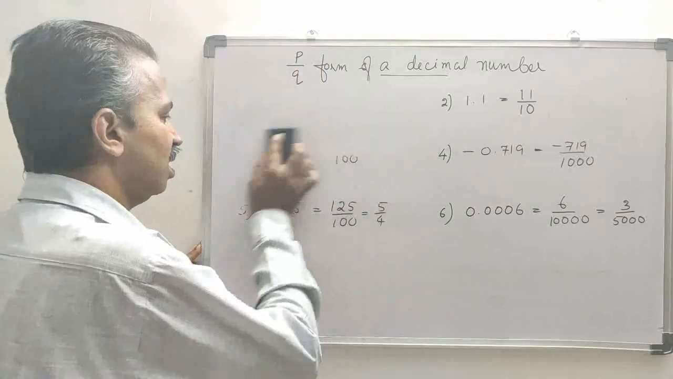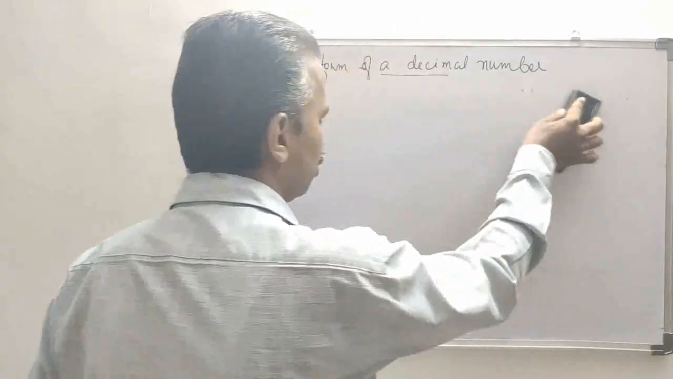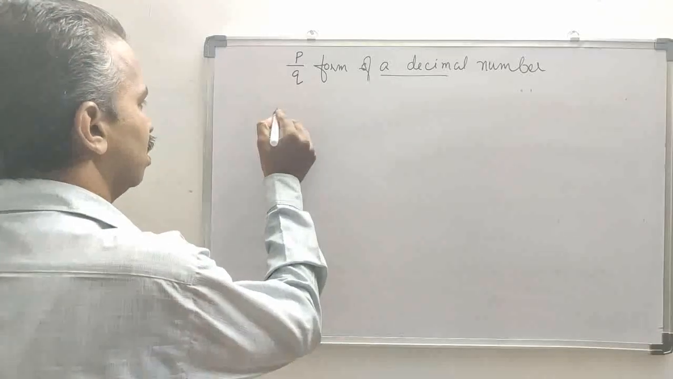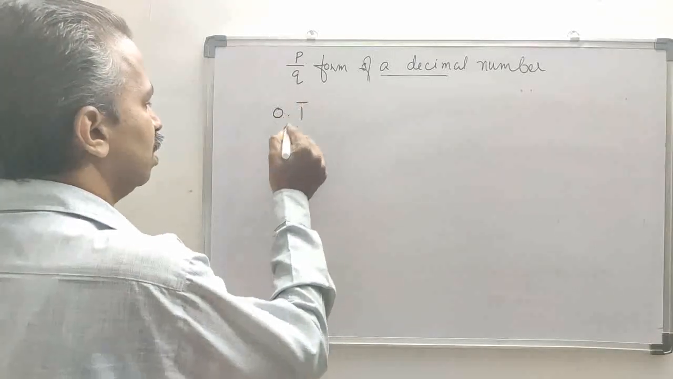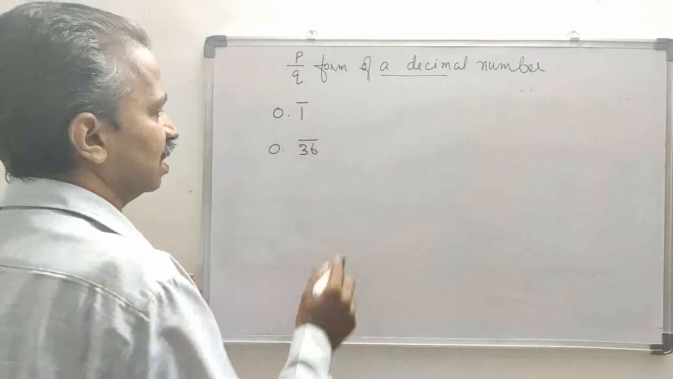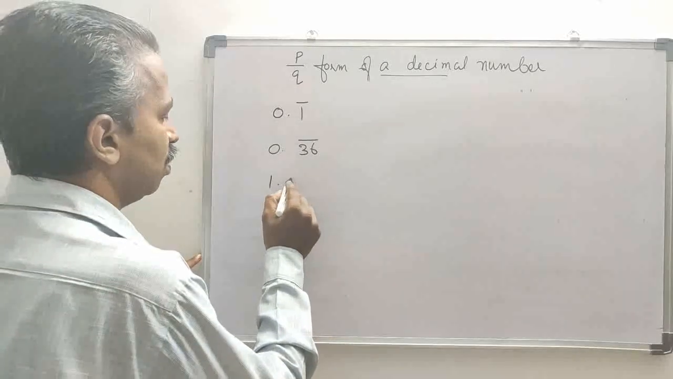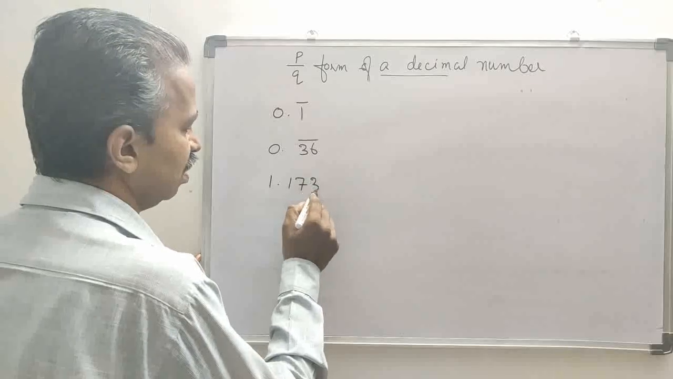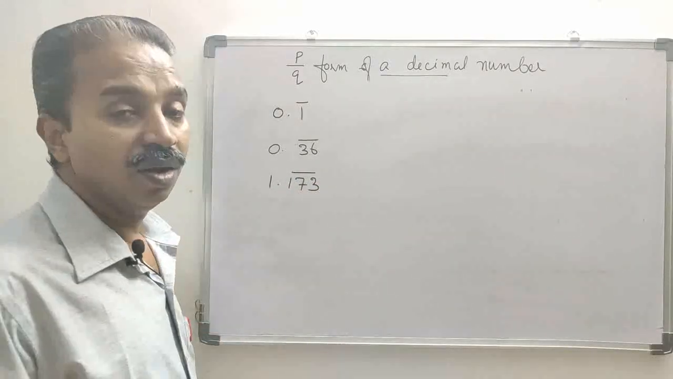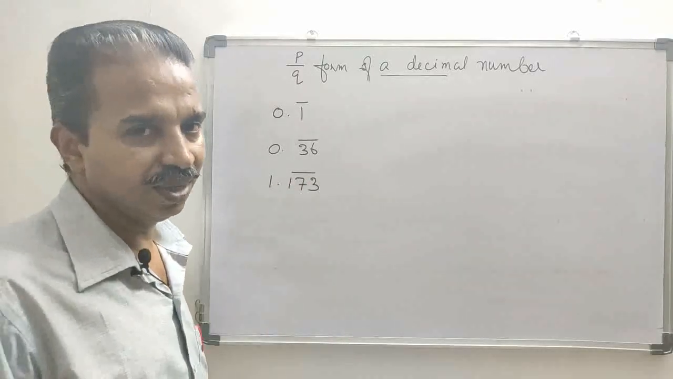Now let us turn to non-terminating recurring decimals. I am going to divide non-terminating recurring decimals into 2 groups. One, pure recurring decimals: 0.1 bar, 0.3636 etc., that is 0.36 bar, 1.173173 etc., that is 1.173 bar. A group of 3 digits is repeating.